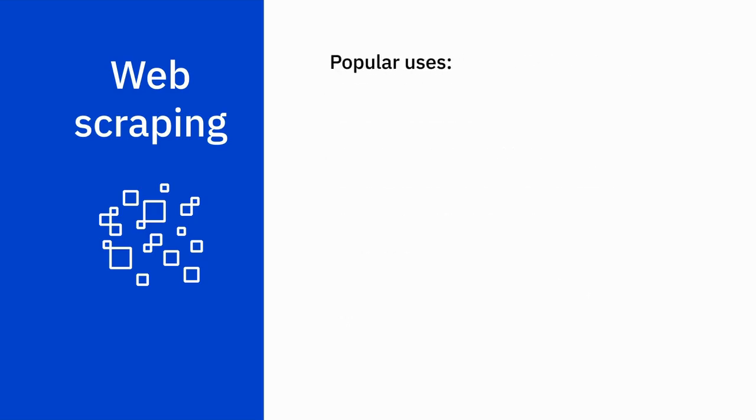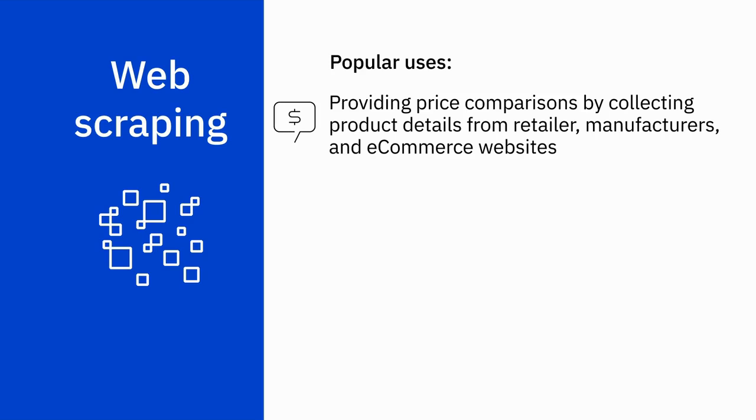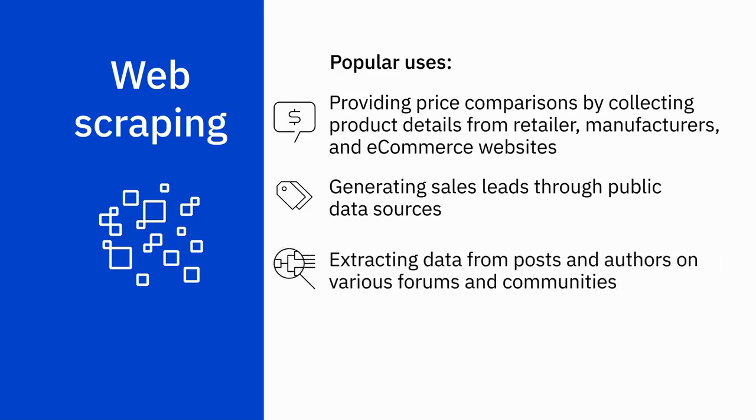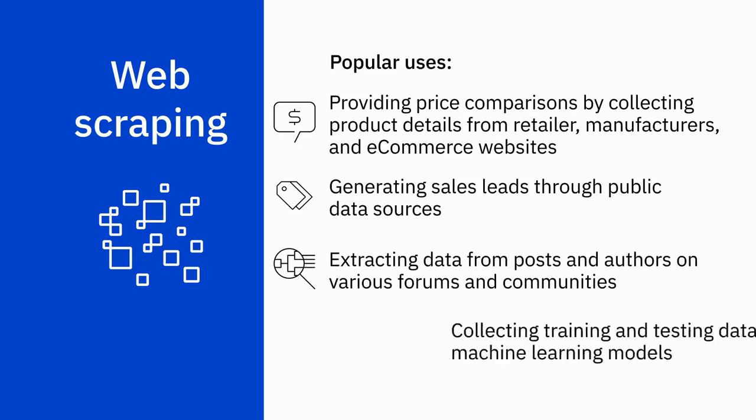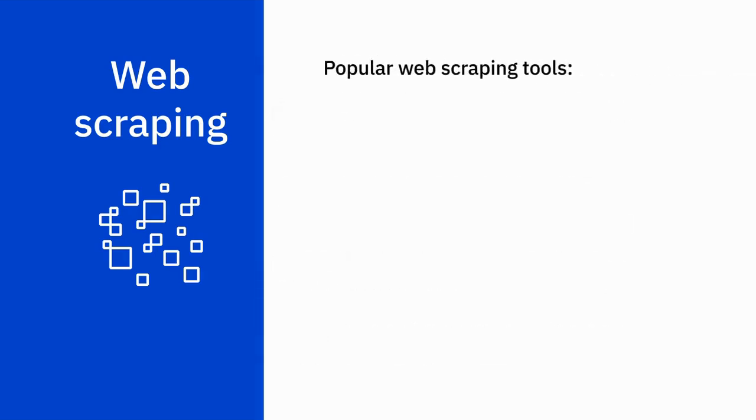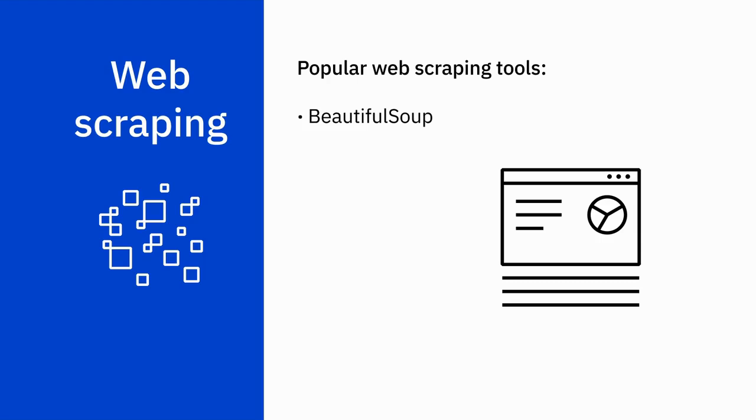Some popular uses of web scraping include collecting product details from retailers, manufacturers, and e-commerce websites to provide price comparisons, generating sales leads through public data sources, extracting data from posts and authors on various forums and communities, and collecting training and testing datasets for machine learning models. Some of the popular web scraping tools include Beautiful Soup, Scrapy, Pandas, and Selenium.